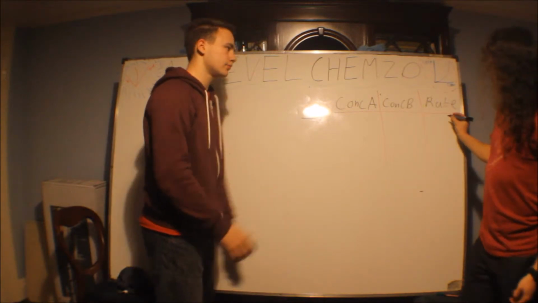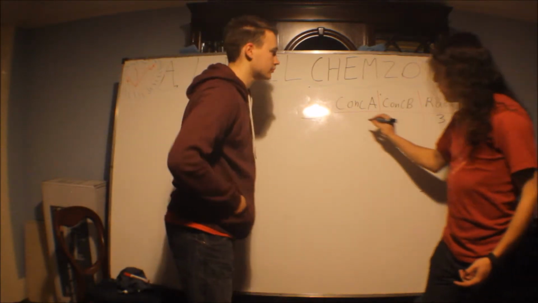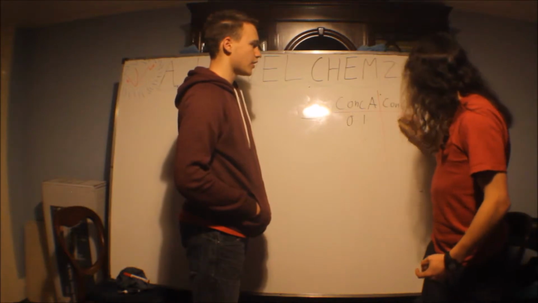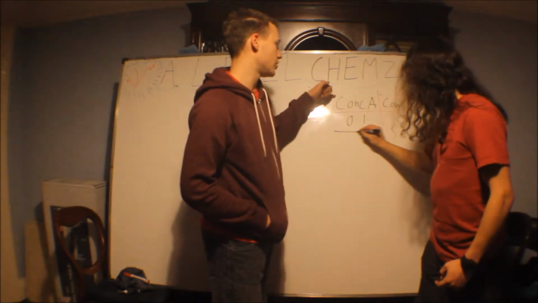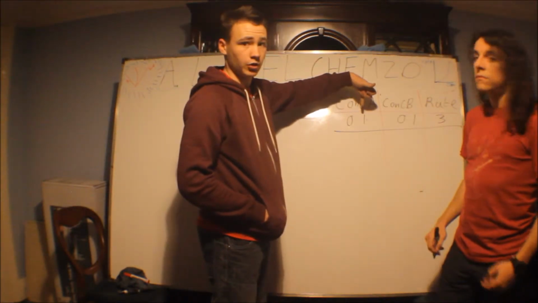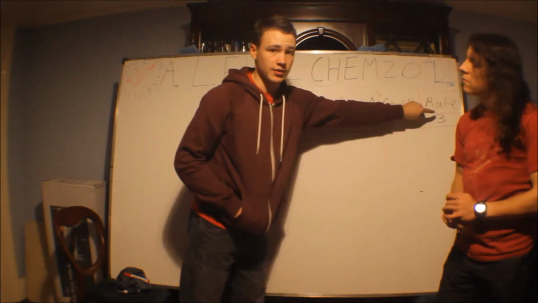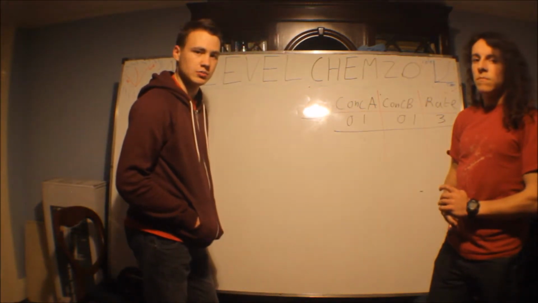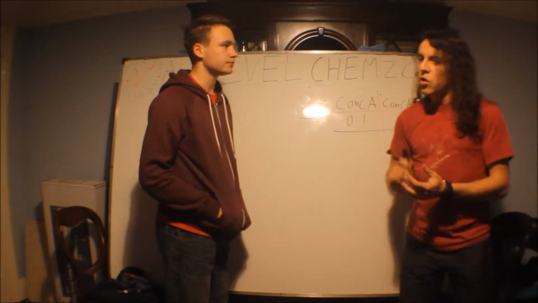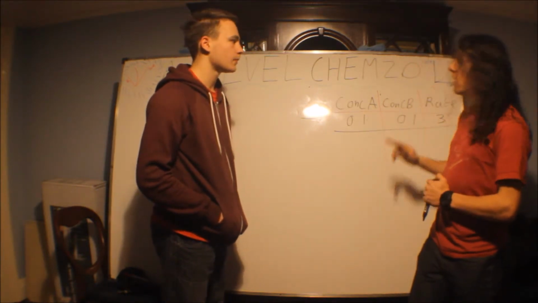Say at the start your rate is 3 when these two things are 0.1. So what's happening here is the concentrations of A and B are both 0.1 mole per decimetre cubed. The rate of reaction with that is 3 mole per decimetre cubed per second. So what would you suggest to do to be able to work out the orders of these two things respectively?